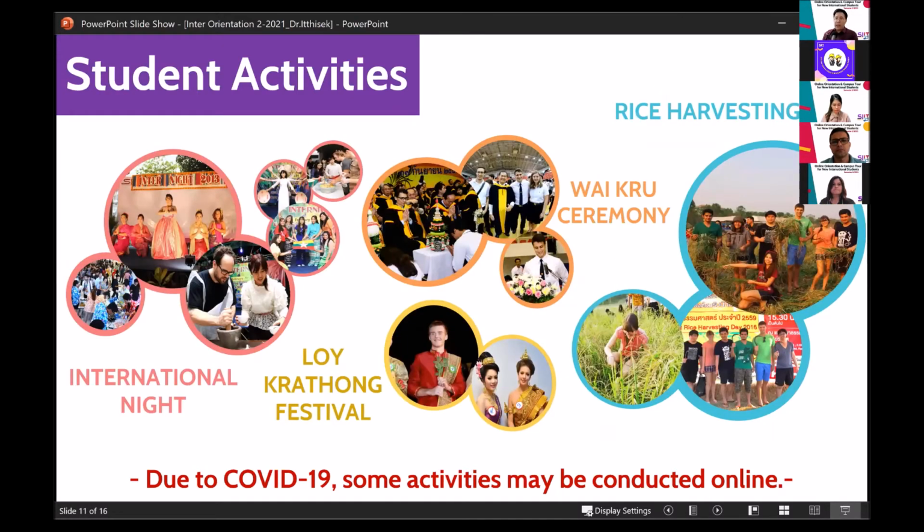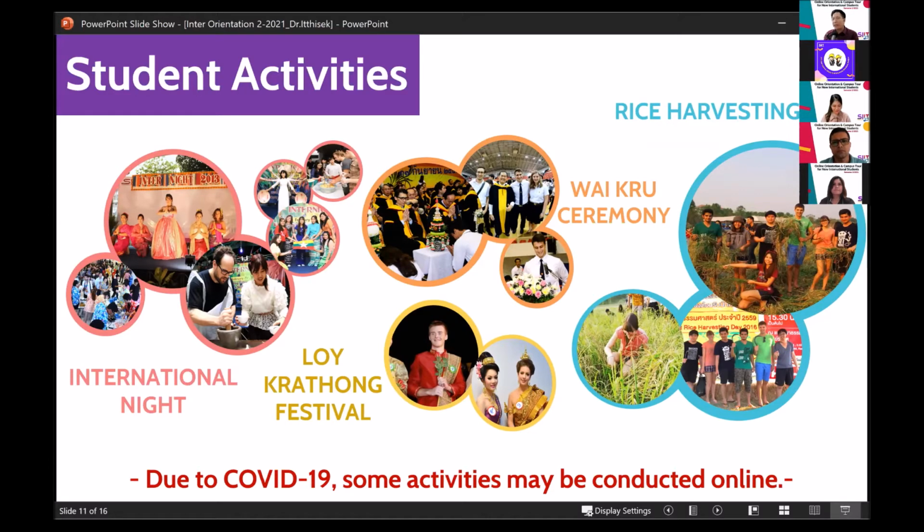In addition to this, at SIIT and at Thammasat, there are a few other activities that are inherently specific to Thailand or to Thammasat, such as the Loi Krathong Festival. I think that maybe in the ASEAN region you may have something similar to this, but for other countries, it is something that is very special. In a way, it is kind of like a Thai version of Valentine's. So that's the Loi Krathong Festival.